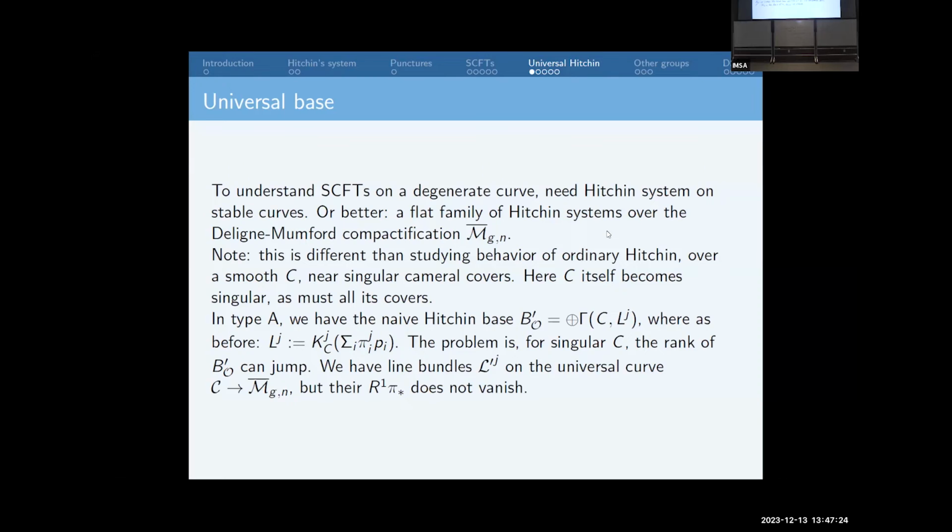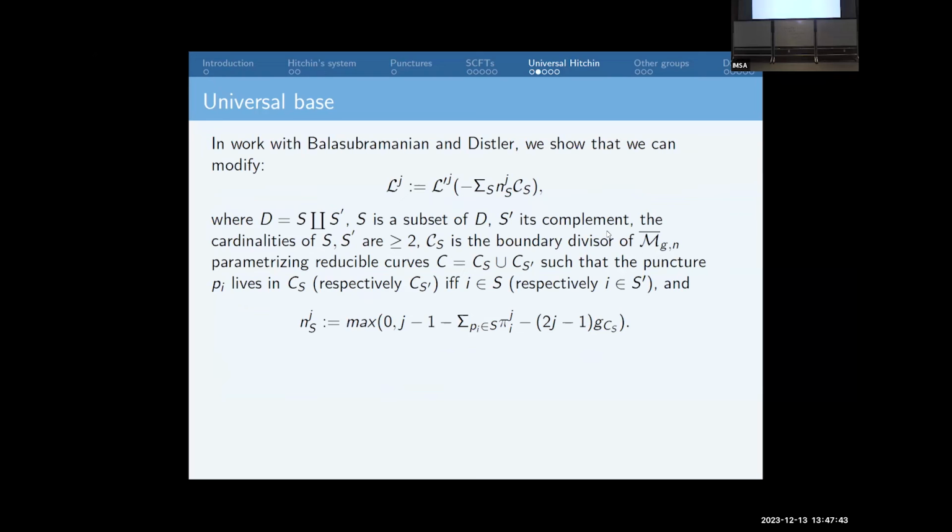So we can put these line bundles L prime into a line bundle, script L, on the universal curve over Deligne-Mumford. But the higher cohomology does not vanish. That's the answer. It's intuitive that the family is not flat. So in the work with Balasubramanian, Distler, and Donagi, we show that we can modify L prime to L. So L_j is defined to be sections of L prime j which vanish in various things. So remember, the script L is a bundle on the Deligne-Mumford moduli space.